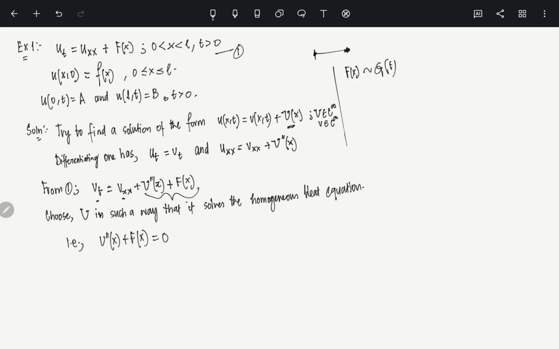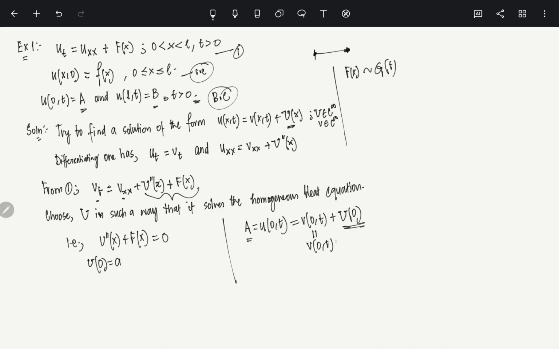But again, homogeneous equation is fine, but the thing is, these are the boundary conditions, and this is the initial condition. The boundary conditions we need to be 0, but here it is a and b. So what am I going to do here? Let's see, u of 0,t is a, which is equal to v of 0,t plus capital U of 0. If we take capital U of 0 to be a, that will imply that v of 0,t is going to be 0.